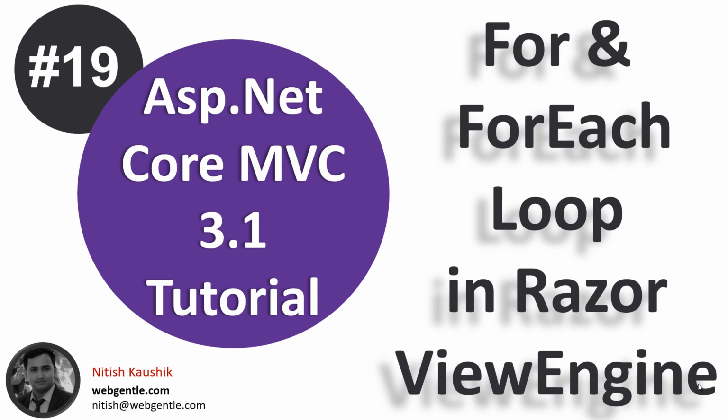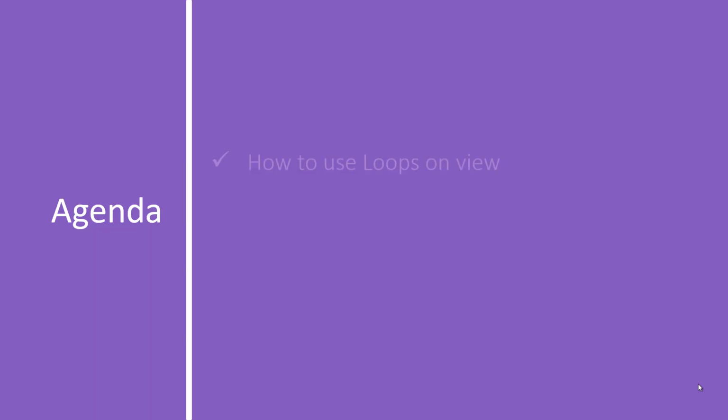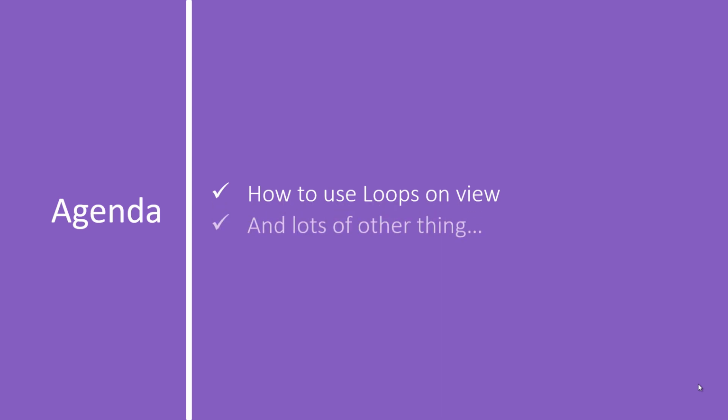In this series we are learning about Razor syntax, and now this is the time to learn about loops in Razor syntax. Let's start. In this video we will understand how we can use loops on a particular view by using Razor syntax. What are the loops? For and ForEach. In this video we will understand these two mainly used loops on a view.